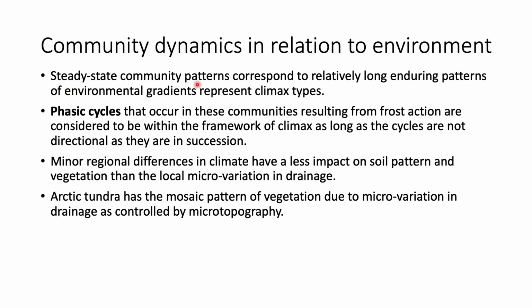Steady state community patterns correspond to relatively long enduring patterns of environmental gradients and represent climax types. Phasic cycles that occur in these communities resulting from frost action are considered to be within the framework of climax as long as the cycles are not directional as they are in succession. Minor regional differences in climate have less impact on soil pattern and vegetation than local micro variation in drainage. Arctic tundra has a mosaic pattern of vegetation due to micro variation in drainage as controlled by microtopography.